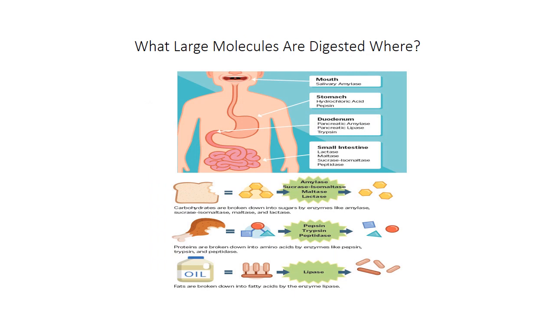Then let's take a look at what large molecules are digested where. See, the upper part of this slide shows you the mouth. Right? The mouth contains saliva. Saliva contains salivary amylase. It is an enzyme, a little green creature with scissors, which is specialized in cutting large, complex carbohydrates into smaller pieces.